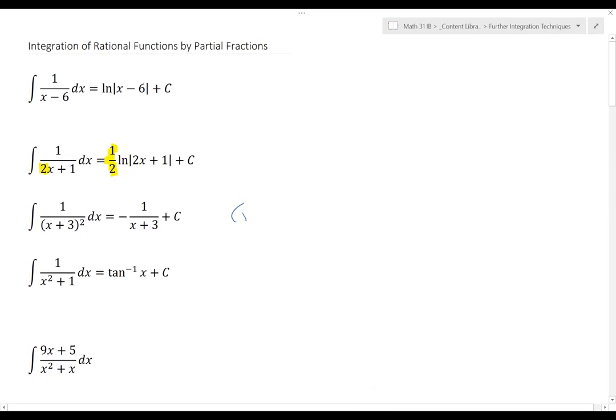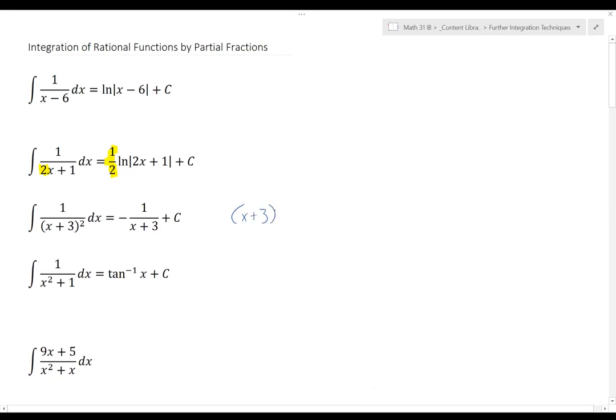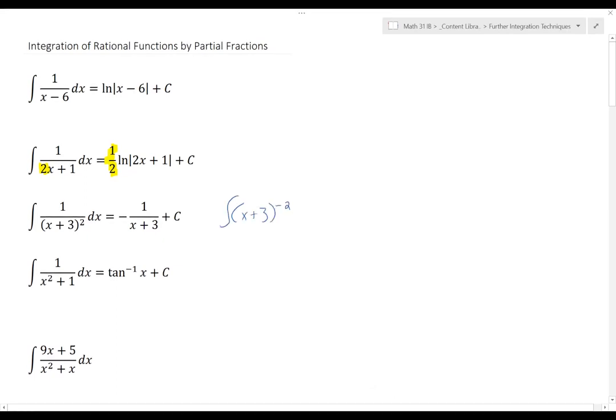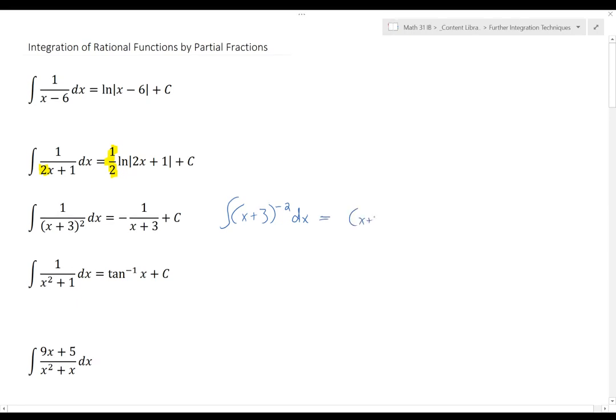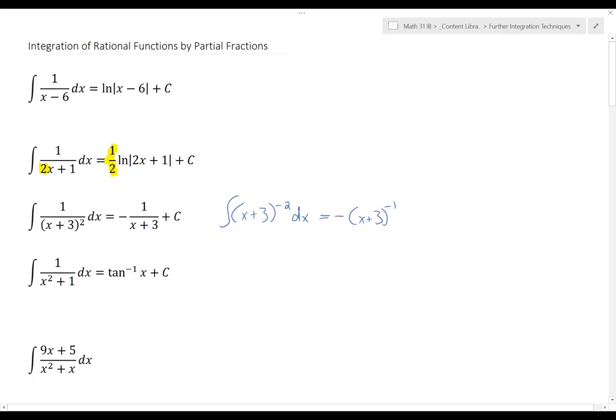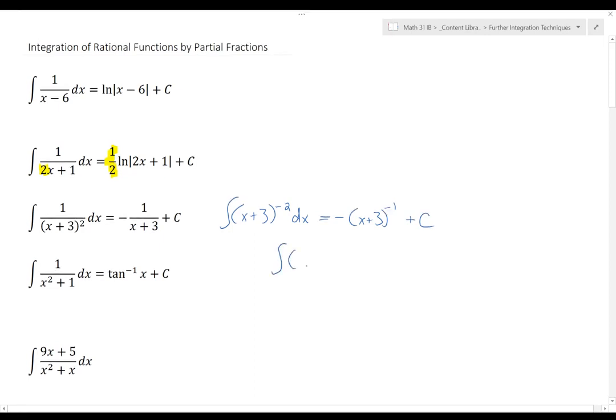In a case where I have powers of linear binomials that aren't just 1, so for example, in this case, I have x plus 3 to the power of negative 2, but the derivative of x plus 3 is just 1, so it's the same as if I had just x to the power of negative 2. So in other words, I have x plus 3 to the power of negative 1 divided by negative 1, and then plus c.